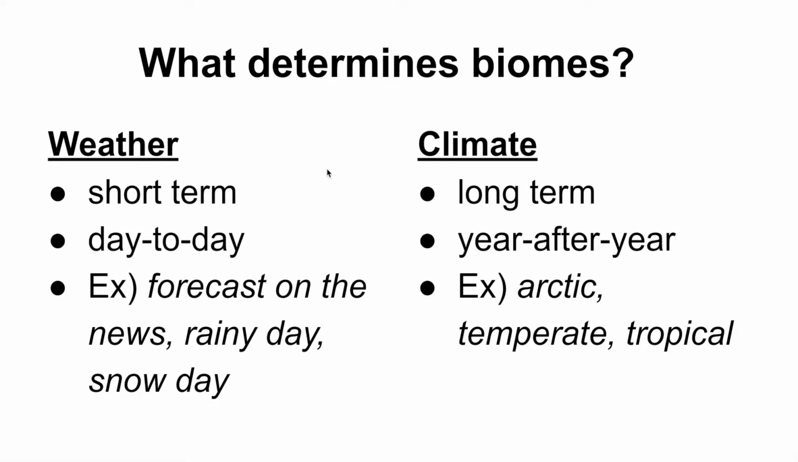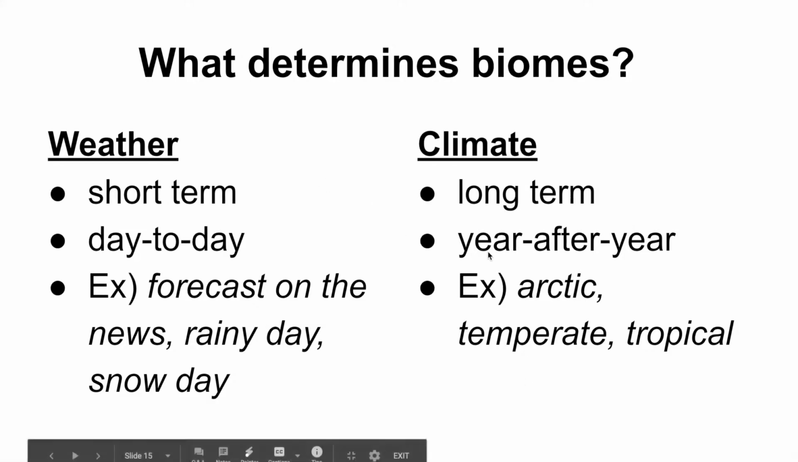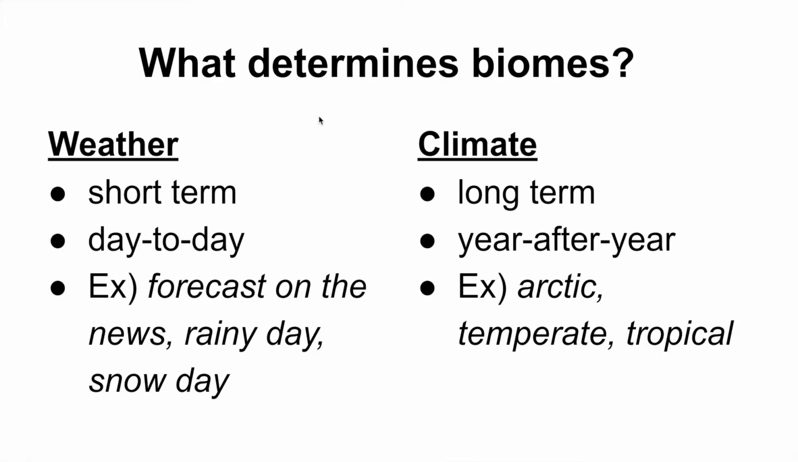So when we're thinking about climates and biomes, we're thinking about Arctic temperatures, tropical temperatures, and we can make predictions based on where these environments are as to how warm or cold they're going to be throughout the year. So the climate is going to have an effect on these biomes.